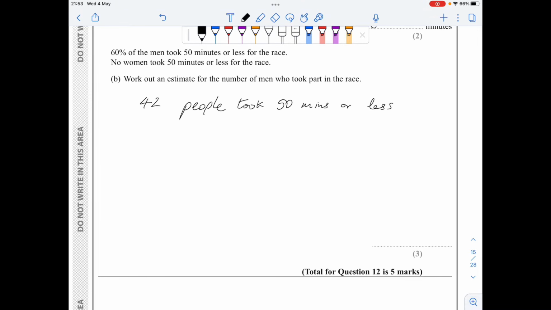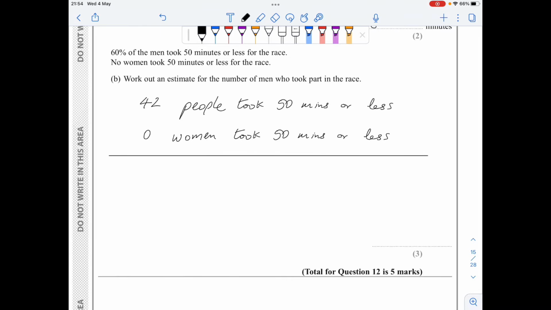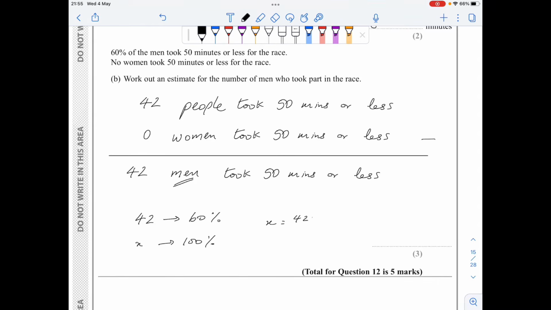We are given that 0 women took 50 minutes or less. And if I subtract, I will find that 42 men took 50 minutes or less. Now, 42 is equivalent to 60% of the men. How many men corresponds to 100%? And if I cross multiply, I'll do 42 times 100 over 60. I will get an answer of 70.